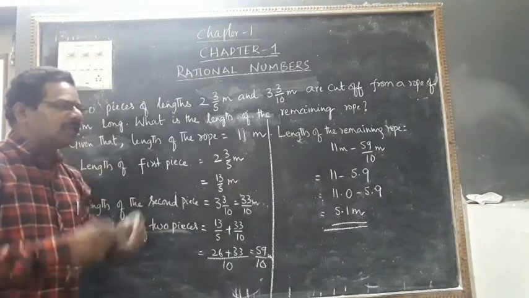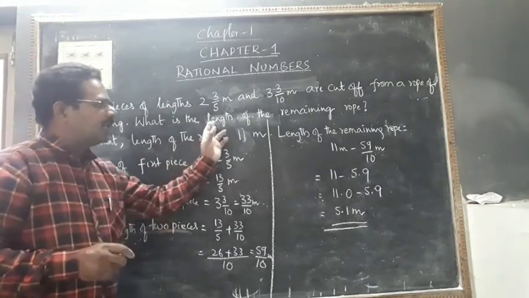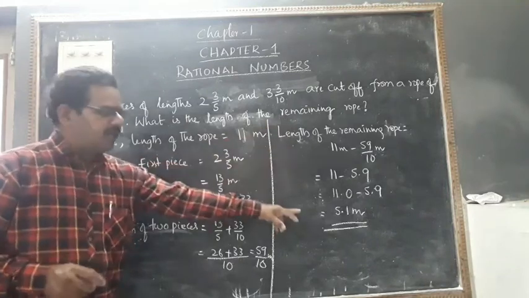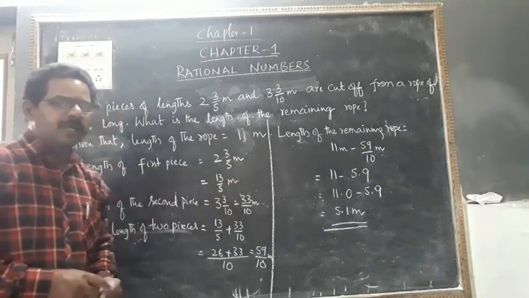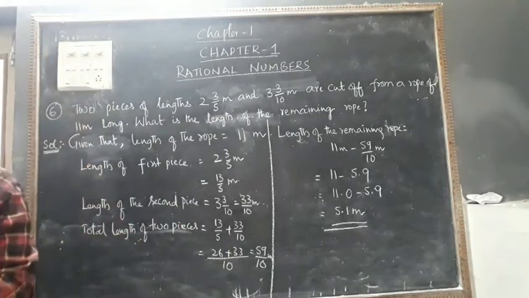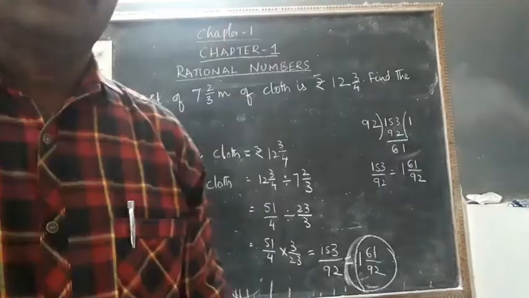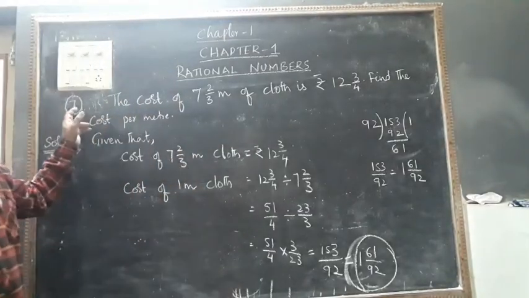Understand? So from the total length we cut off two pieces and found the remaining rope length in this sum. Understand? Please pause the video and note down the sum. Yes, come to the next, seventh sum.